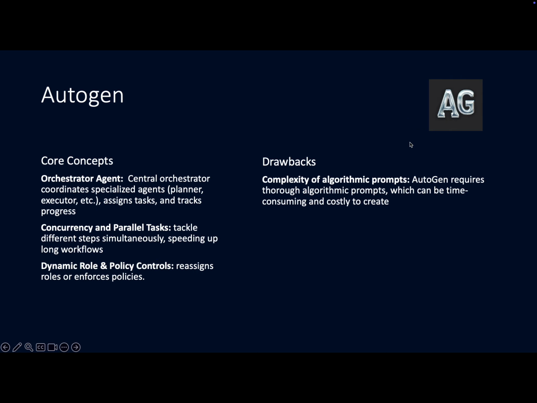Okay, then next one is AutoGen. The core concept is the orchestrator agent, so there's one central coordination agent, and that one coordinates specialized agents such as executors or planners, and it also assigns tasks. Most importantly, similar to the ReAct loop, it keeps track of the progress and the end goal. What is amazing in AutoGen is that you can run tasks or steps in parallel or simultaneously. That means it's just faster in accomplishing very long or complex tasks.